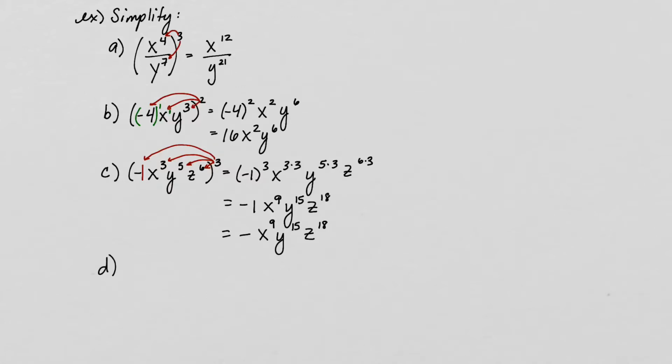And we can even have multiple of these. So I could have something like minus 2x squared y cubed z cubed all to the 2nd power times minus x to the 4th y squared z to the 3rd power.